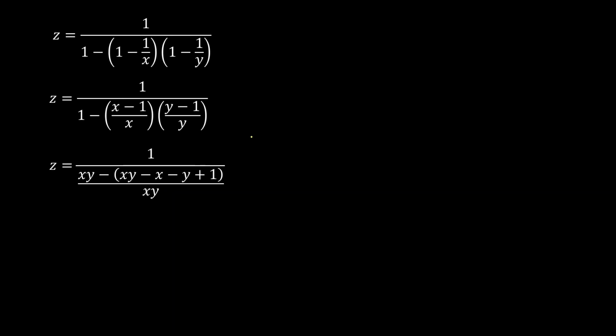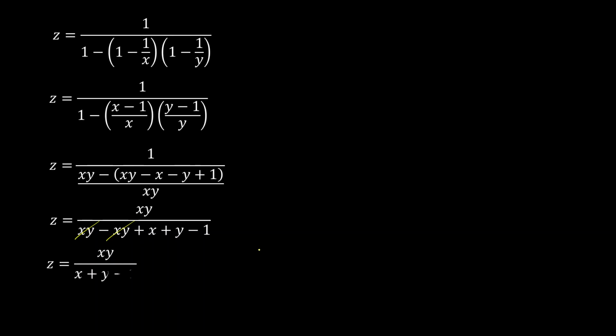We'll further modify this expression for z, and this will give z equal to xy divided by (xy minus xy plus x plus y minus 1), and these two xy are cancelled out. So the new expression for z is xy divided by (x plus y minus 1), and we will multiply (x plus y minus 1) with z.